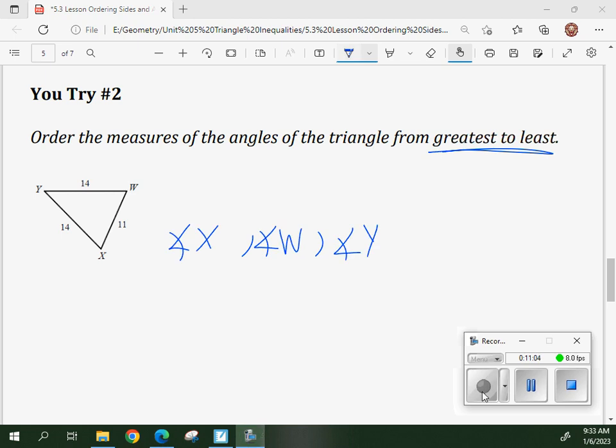So we have an isosceles triangle here because we have two sides of the same length. That means angle X and angle W are going to be the same measure. And so it doesn't matter if you put X or W first. Just make sure one of them is first and one of them is second. And that makes your smallest angle angle Y.